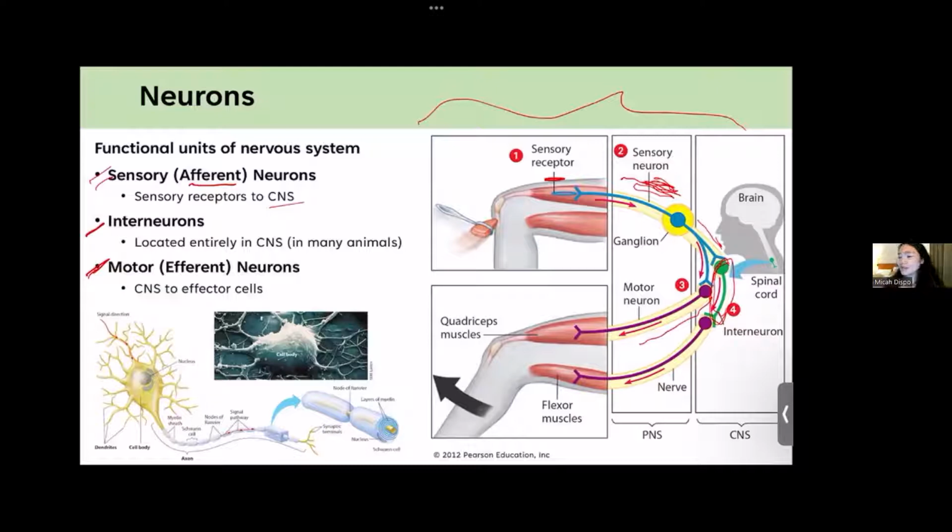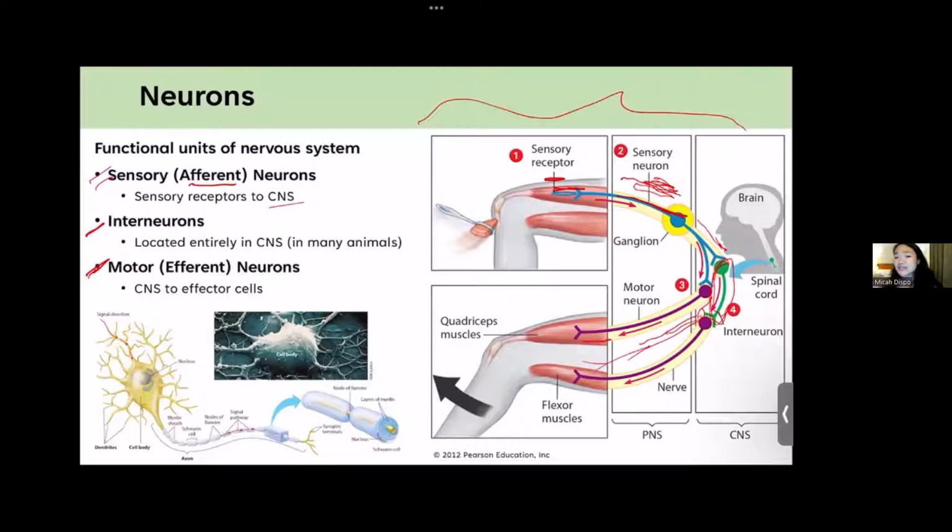So from our sensory receptor to our sensory neuron to our central nervous system, to our motor neuron, and to our effector cell. This is the basic pathway from detecting a stimulus to a response. So in this example, our effector cells, again, are the muscles, particularly the quadriceps.